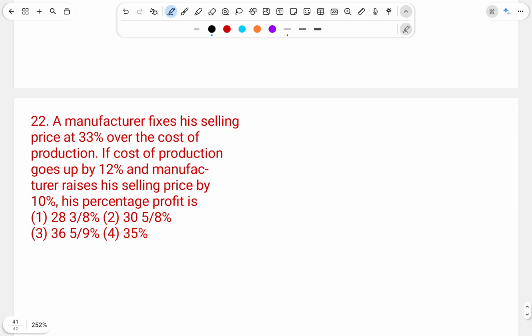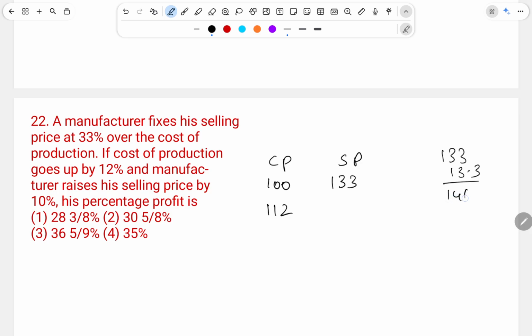A manufacturer fixes his selling price at 33% over the cost price. CP, SP. SP is 33% means 133. This is 100. If cost of production goes up by 12% means 112. And the manufacturer raises his selling price by 10%. 133, 10% will be 13.3. It becomes 146.3. His percentage profit is how much it increased?